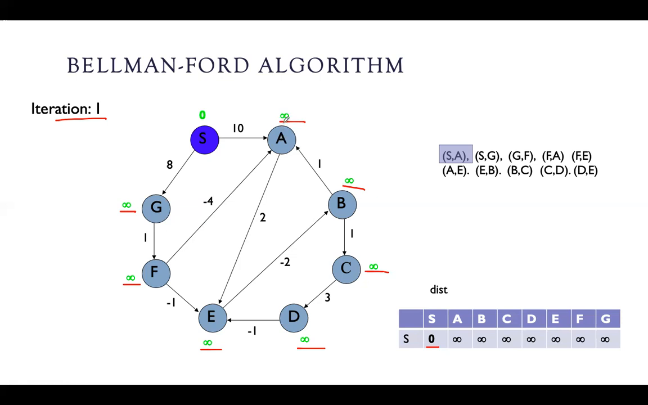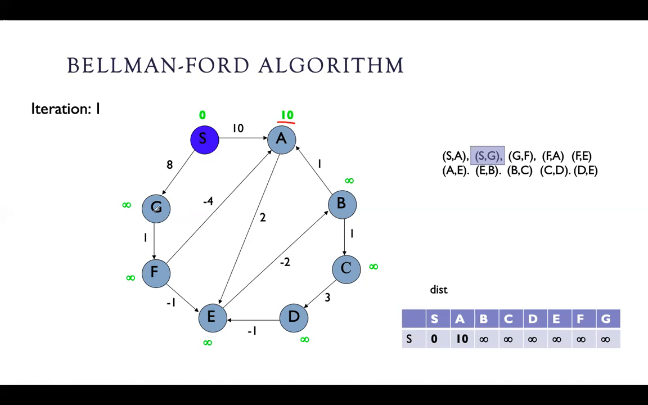Okay, distance of A is infinite. You can update it with 0 plus 10. If 0 plus 10 is less than infinite, then distance of A will be updated with the value 10. Is it clear? Distance of A, right now it is infinite, but we have an edge from S. Distance of S is 0. So 0 plus 10 is less than infinite, so update the weight of A from infinite to 10.